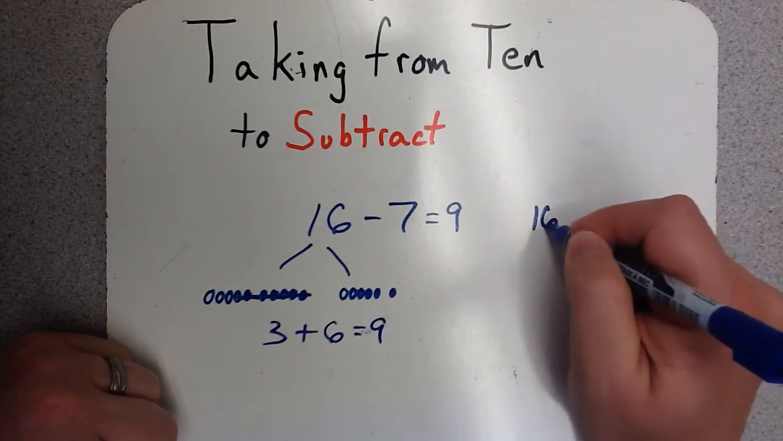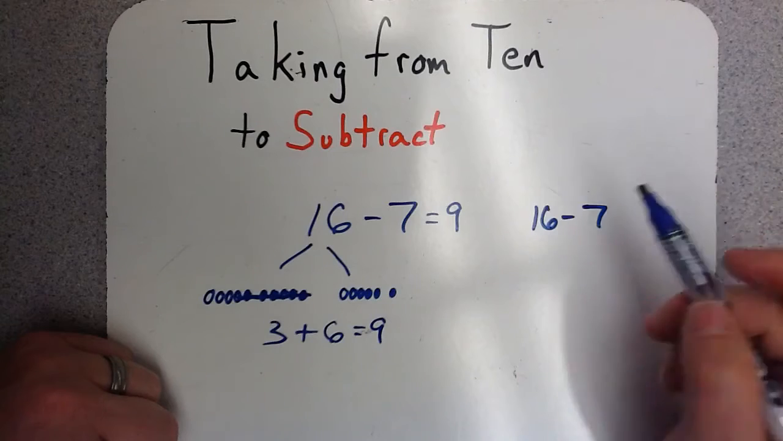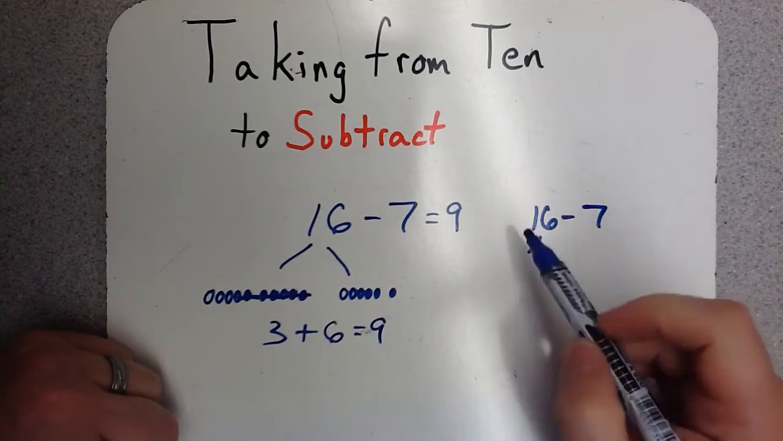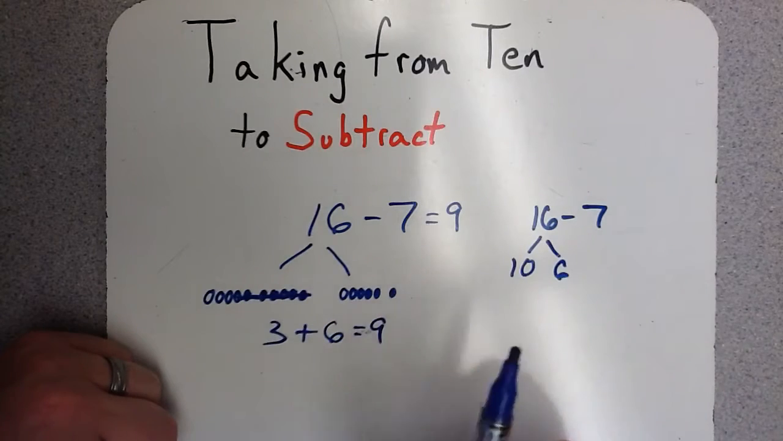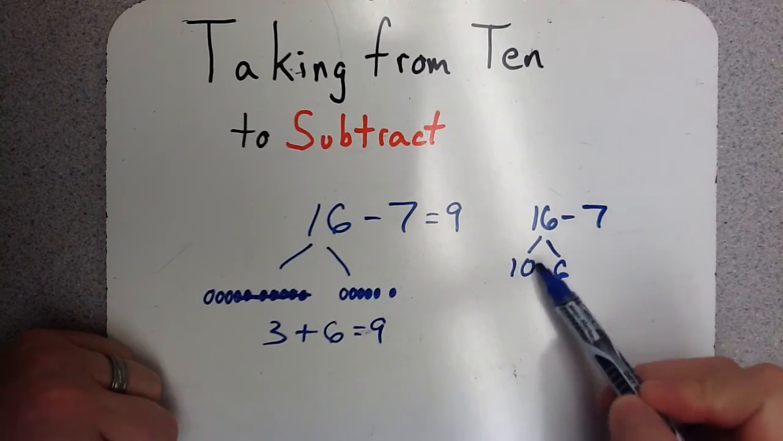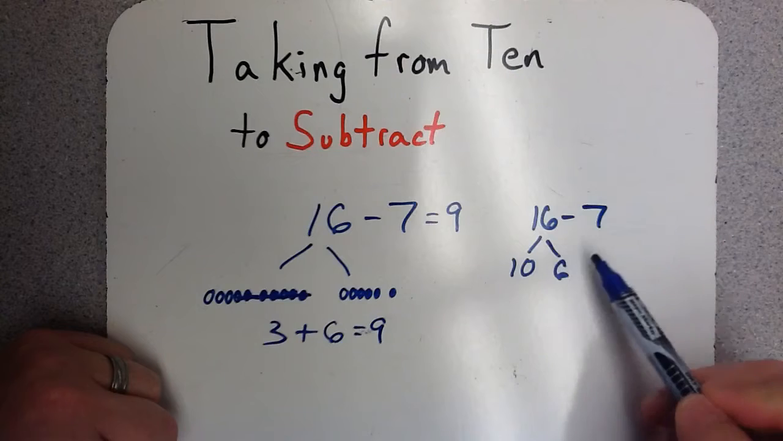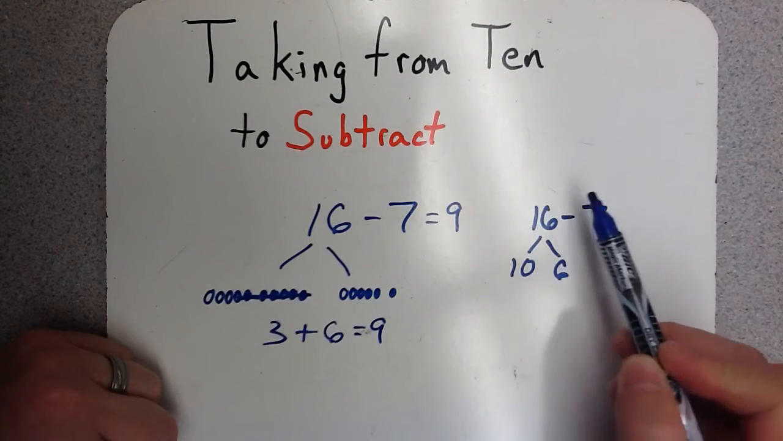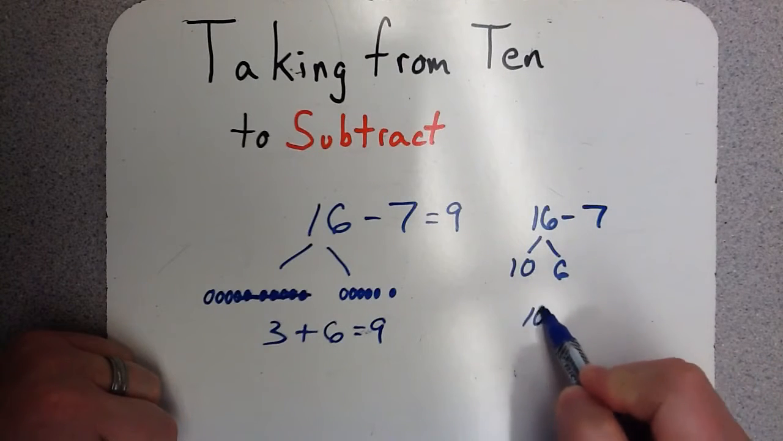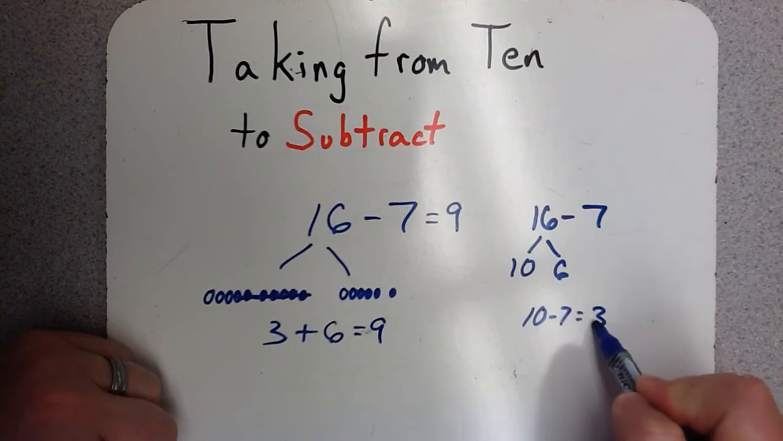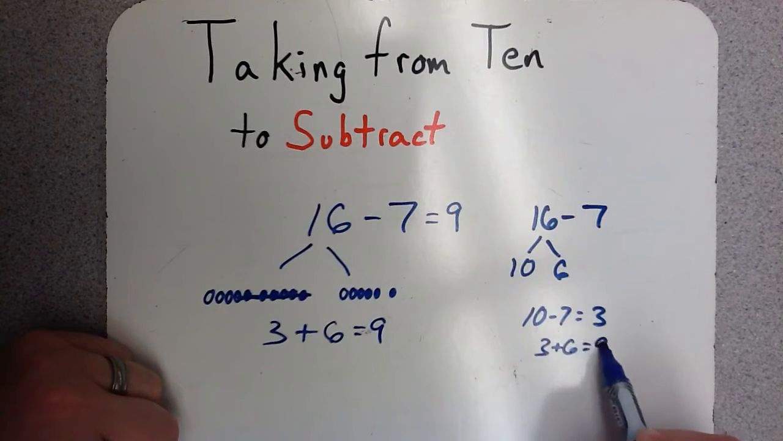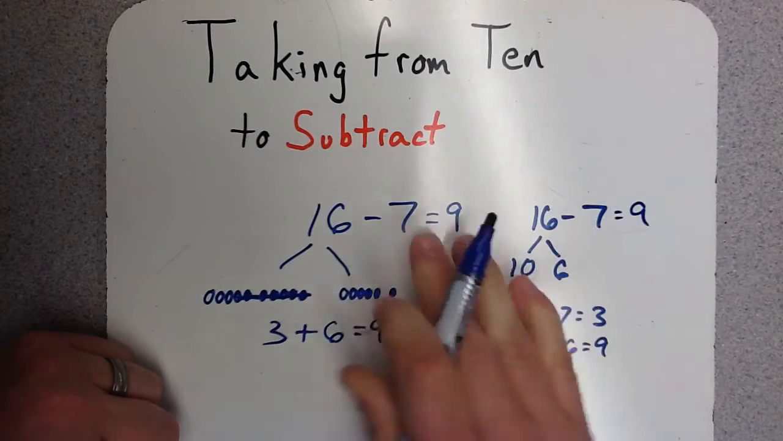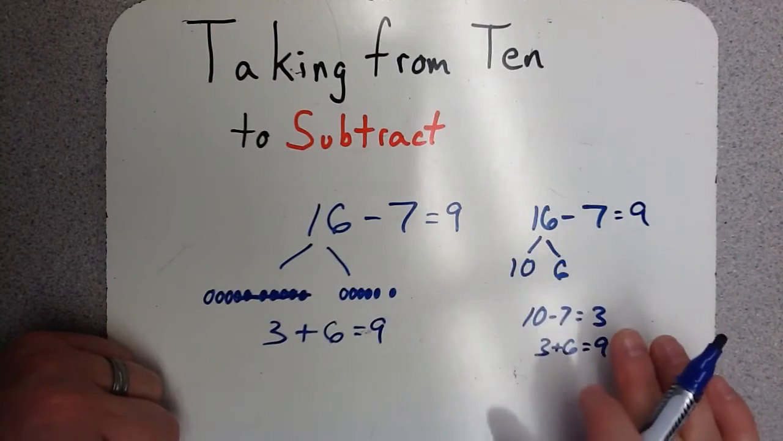So 16 minus 7. Well, I know I can break my 16 apart into a 10 and a 6, just like I did over here. I need to take 7 away. So I'm looking here, well, I can do 10 minus 7. So 10 minus 7 equals 3. And then 3 plus 6 equals 9. So using counters, using a number bond.